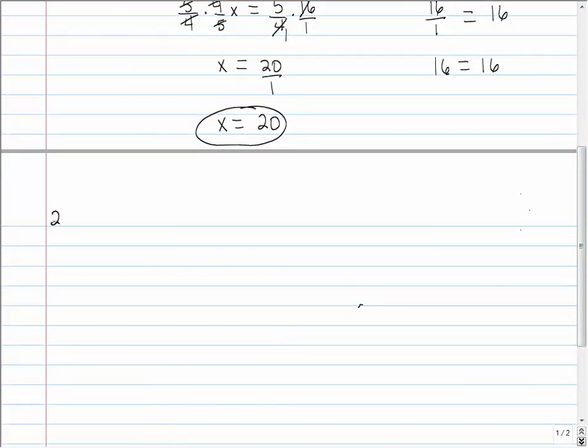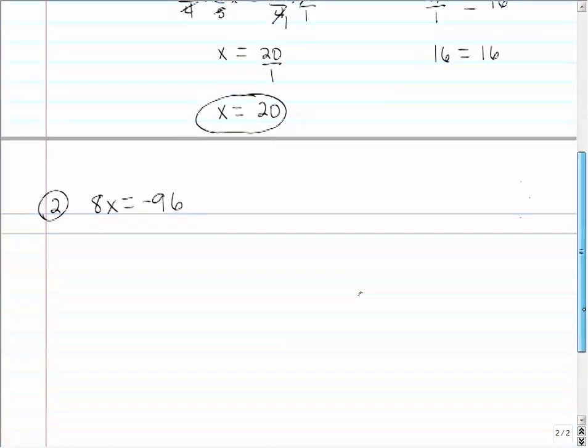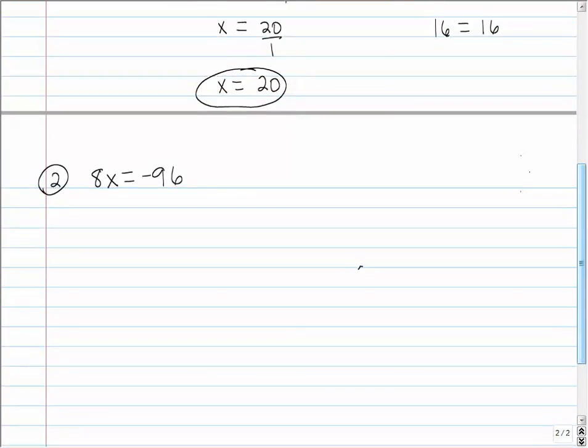Okay, number 2, you have something like this. 8x equals negative 96. Let's see, we don't want to know what 8x is, we want to know what x is. So we want to make it so that it's 1x. So if you have 8 multiplied by x, to get rid of that 8, you could divide by 8, because 8 divided by 8 is 1, so that way it would give you 1x like you need. So we're going to divide the left-hand side by 8. Now if you divide the left side by 8, you have to divide the right side by 8 too.